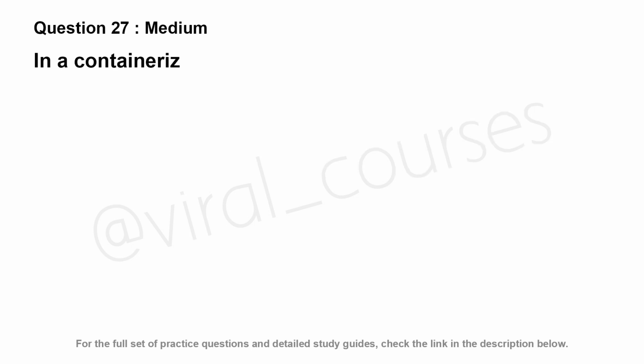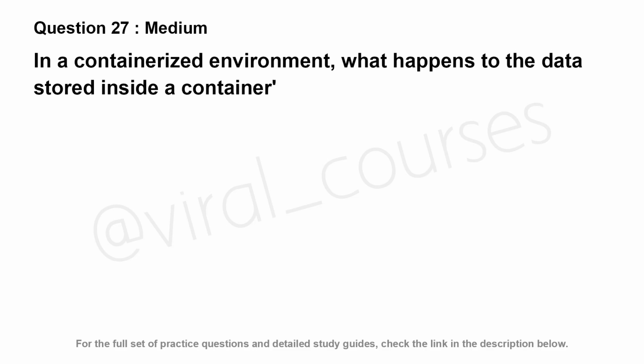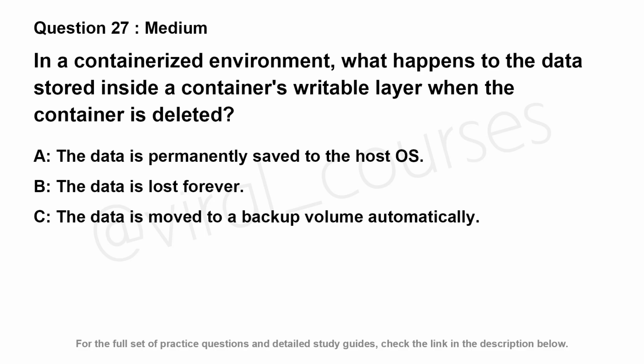In a containerized environment, what happens to the data stored inside a container's writable layer when the container is deleted? Option A. The data is permanently saved to the host OS. Option B. The data is lost forever. Option C. The data is moved to a backup volume automatically. Option D. The data is sent to the Docker registry.